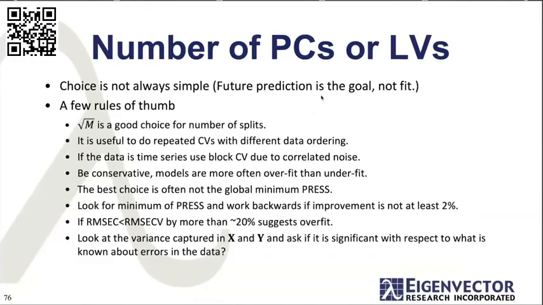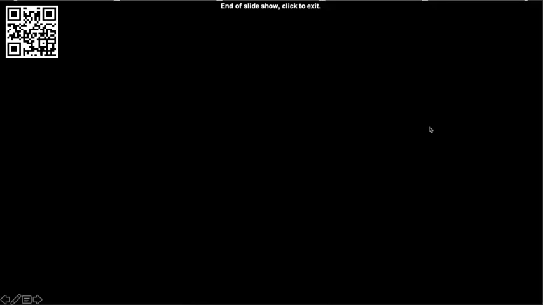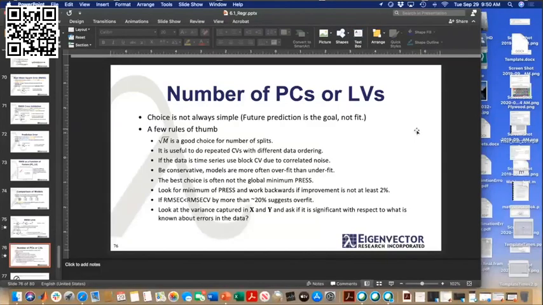We're also going to look at the variance captured in X and Y and ask if it is significant with respect to what is known about the errors in the data. So know something about your measurement errors in both the reference and the measurements that you're making. Up here we've got time series. We use block cross-validation. If you have designed data, we'll often use custom cross-validation techniques as well. And that would be the end of that section.